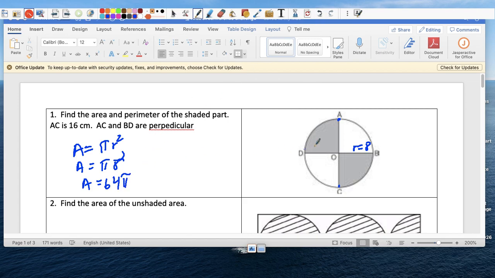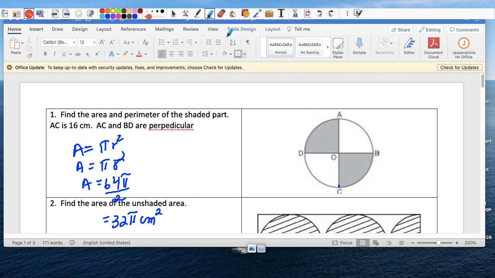64 pi. We're going to divide by 2 because it's not a full circle. It's half a circle. So if I divide that by 2, I get 32 pi centimeters squared. And I'm going to leave it in terms of pi. And then we want the perimeter.